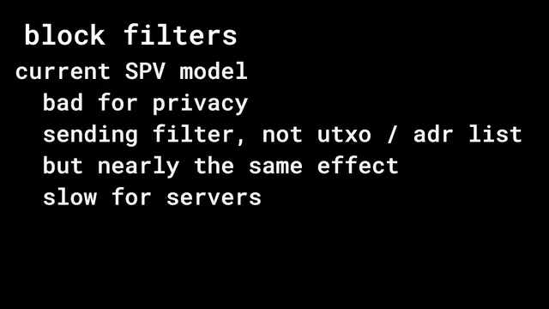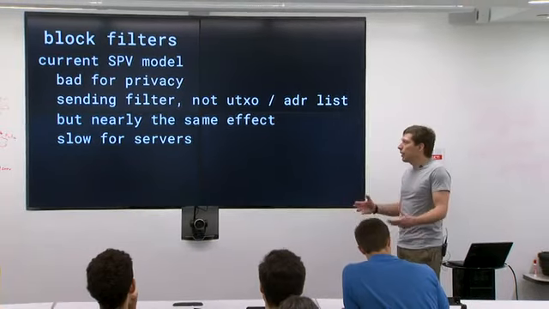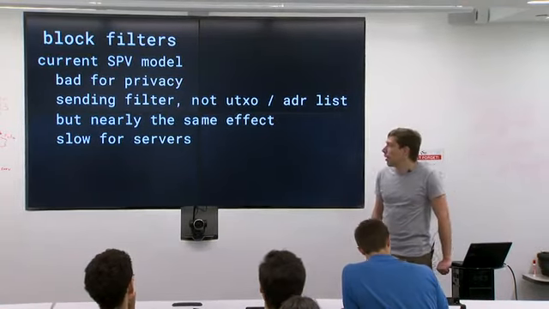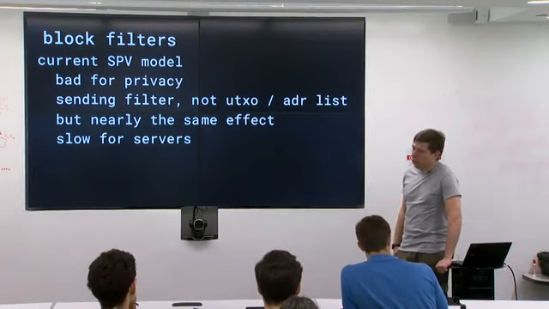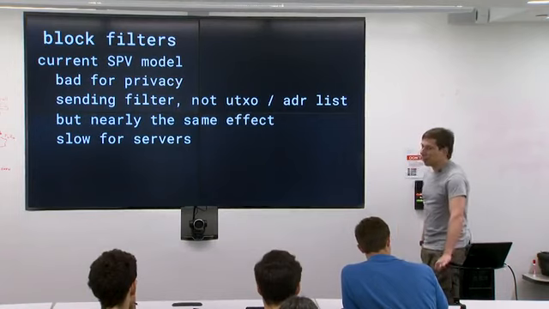Problems. It's really bad for privacy. You're sending a Bloom filter, right? So it's this thing that's created from your list of addresses. But in practice, it's got about the same security as just telling them all your addresses.